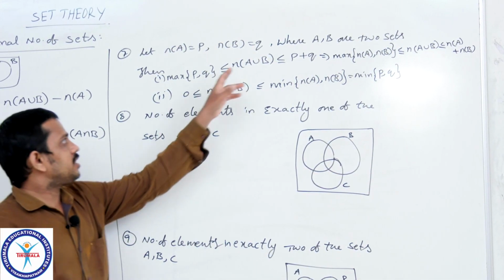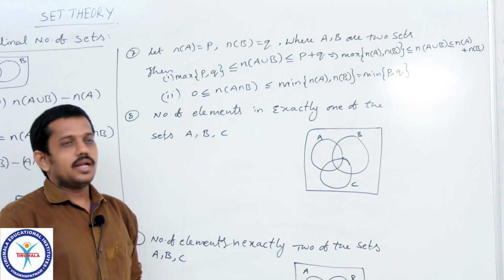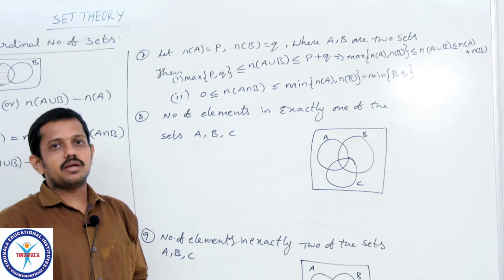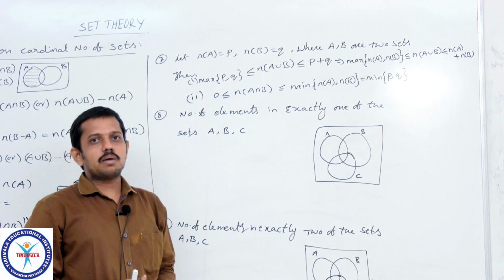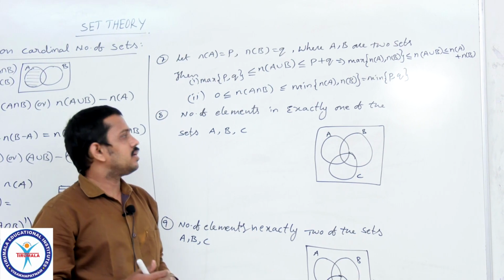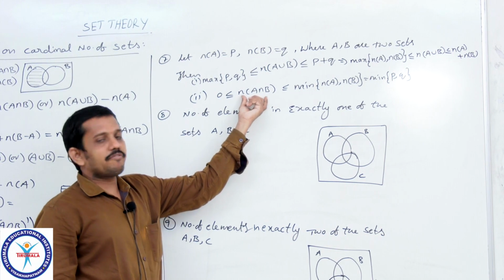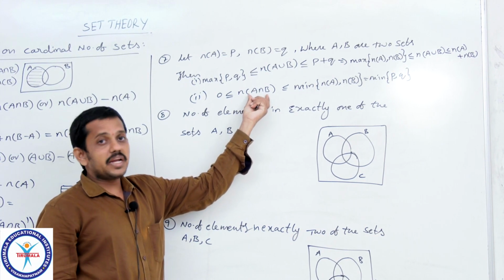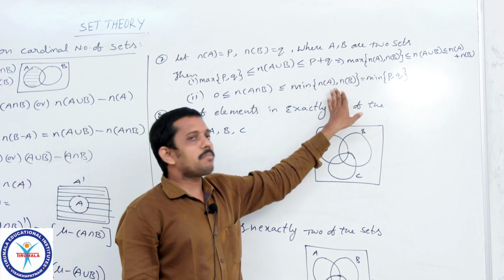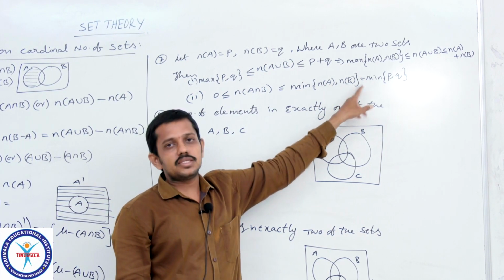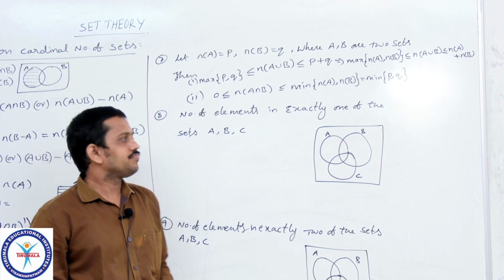So, the number of elements in A union B lies between the maximum of the number of elements in A comma B and the sum of elements in A and B, but the number of elements in A intersection B lies between 0 and the minimum of n of A and n of B.